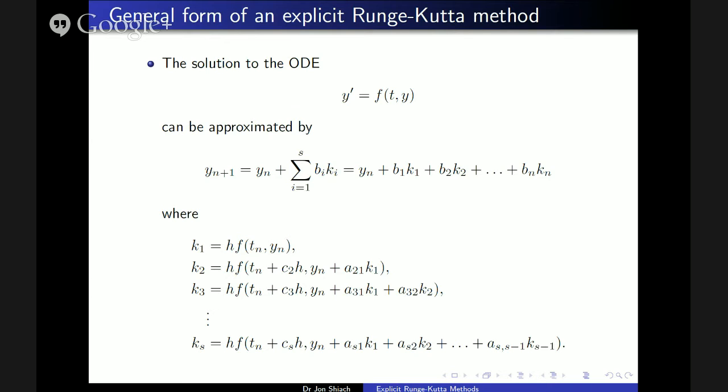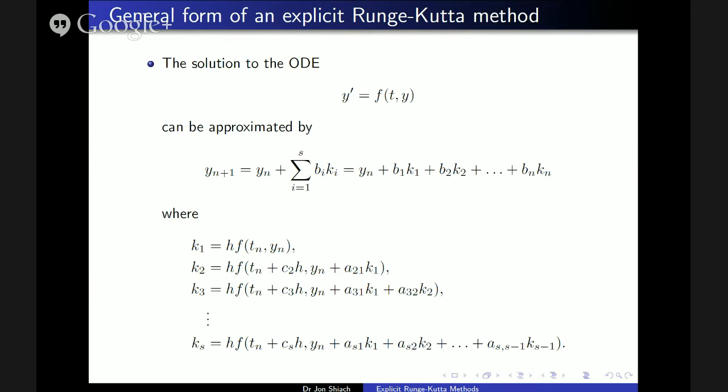Okay, so current value of y plus b1 times k1. Now, b1 is going to be a coefficient. That's just a value. So is k1. Okay, k1, k2, k3, etc. These are known as stages. These are intermediate stages. If you think about it, they replace the multi-step stages.